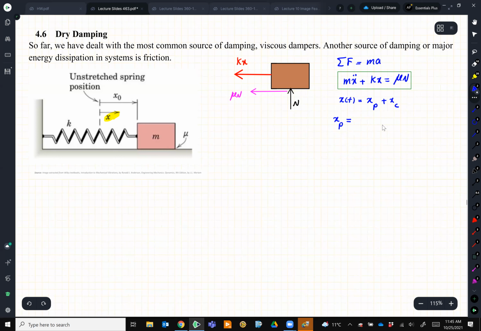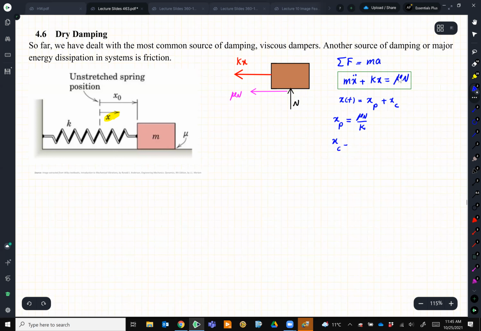When I have mu n, the only function that I can see fit for xp, the particular solution, is going to be mu n divided by k. See, if I put this xp in these two equations, the first one becomes 0, and then the two sides of the equations are the same.